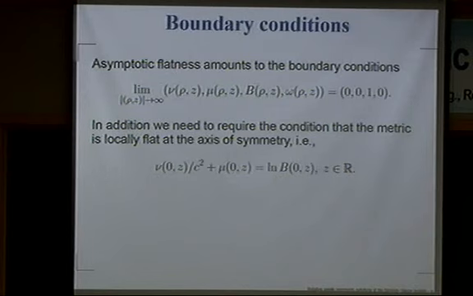Those metric functions have to satisfy certain boundary conditions so that you really have something which is asymptotically flat. So far out, away from the body, you want the metric to be flat. And then you should have those conditions. And in addition, on the axis of symmetry, you do not want any conical singularities, so you have to have some regularity condition, and in this case it takes this form. So those are the boundary conditions in the problem.